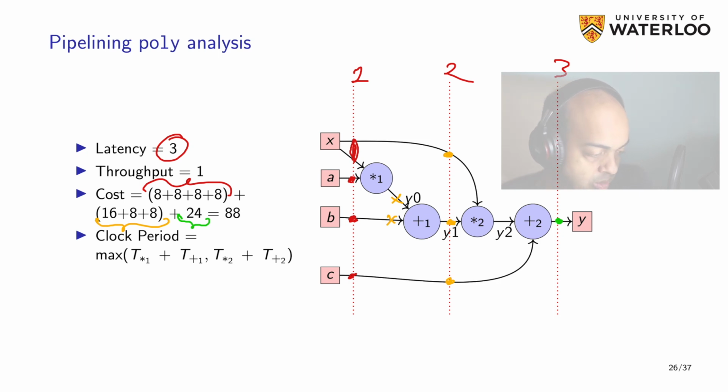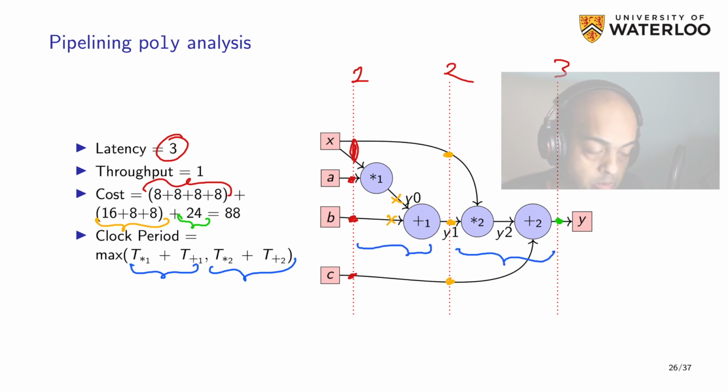Now, obviously, I'm going to lose something here. What I'm going to lose here is clock frequency. My clock period is going to be more than before, right? So I need to add up each stage. I need to add up the time required for doing both the adds and multiplies.